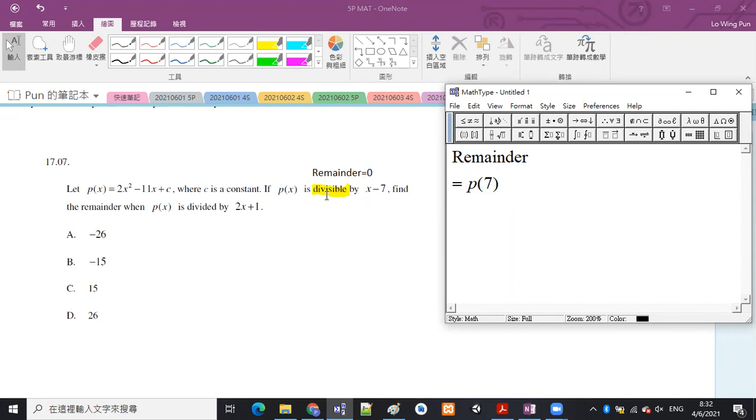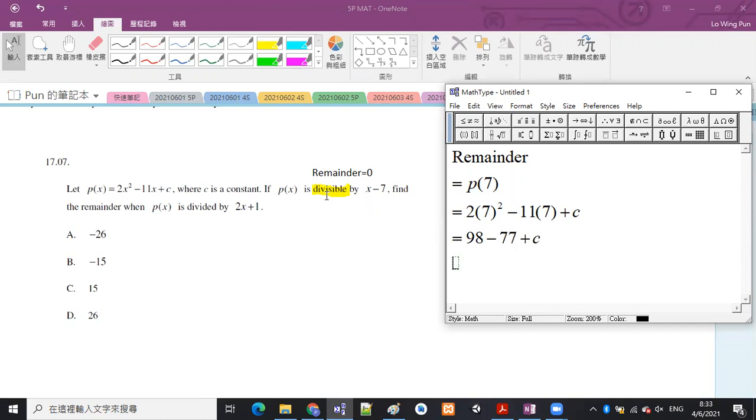But now we really have the formula of this function, so we can continue to do the calculation here. It should be 2 times 7 squared minus 11 times 7 plus c. You just change all the x to 7. If one term is a pure number, then you may use the calculator to calculate. For example, 2 times 7 squared is 98, right? And then minus 77, and then plus c.